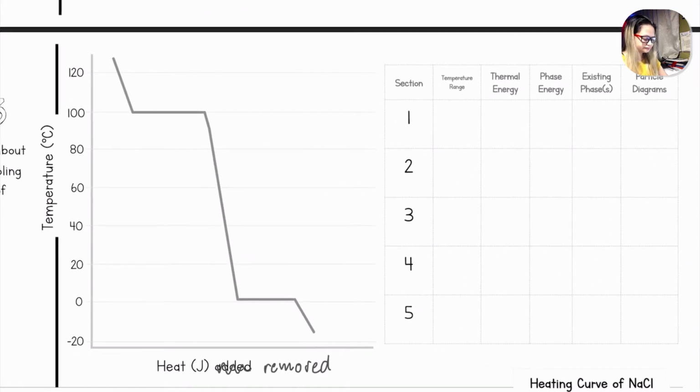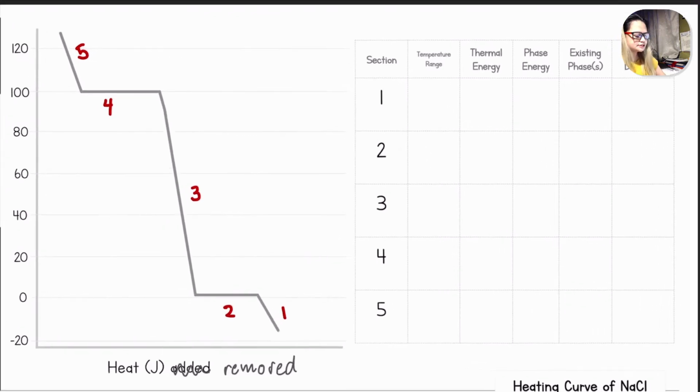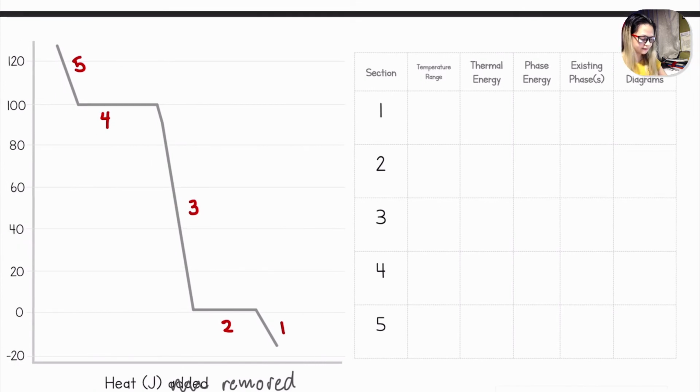Okay, so looking at it this way, I'm still going to call this number 5 because it's just easier that way. This is 5, 4, 3, 2, 1. So in my table in here, I'm going to start at 5, okay? At 5, it is above 100. At 4, it is right at 100. At 3, it is from 99 to 1. And let me just fix that to 1 degree Celsius in there. And at 2, I'm at 0. And then at 1, I am at less than 0.